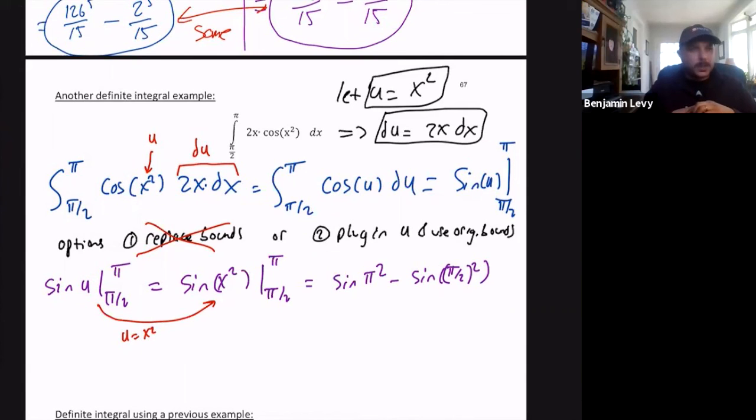Pi squared is not a typical number on the unit circle. So if you're thinking, how do I do this in my head? We would use a calculator for this particular problem. I used a calculator ahead of time and I got approximately 1.05. Pi squared is not one of those typical spots on the unit circle.